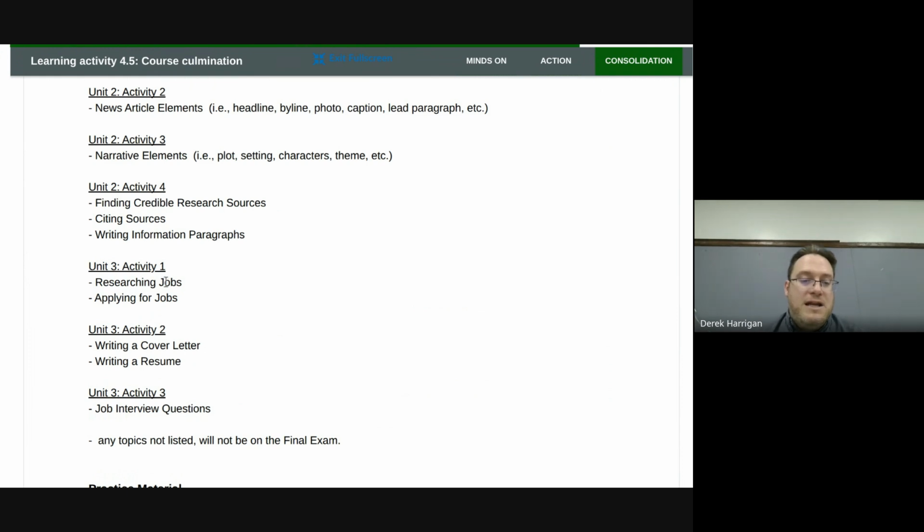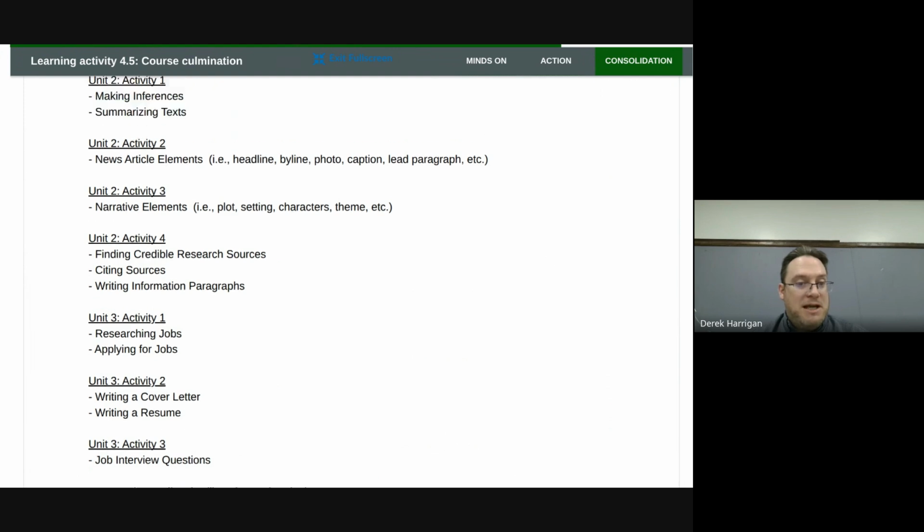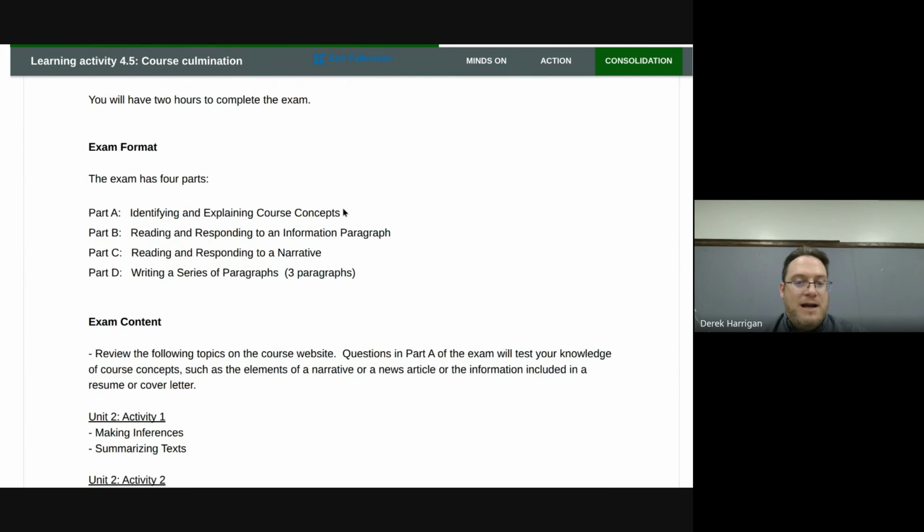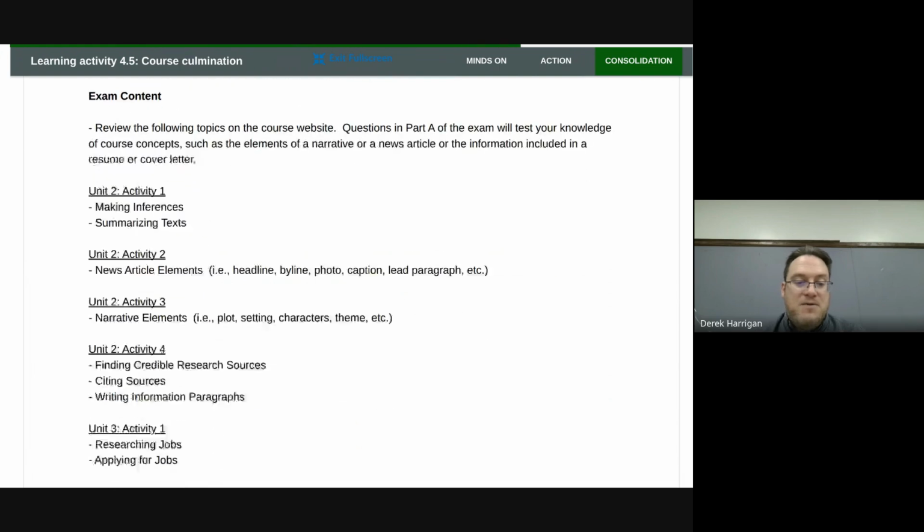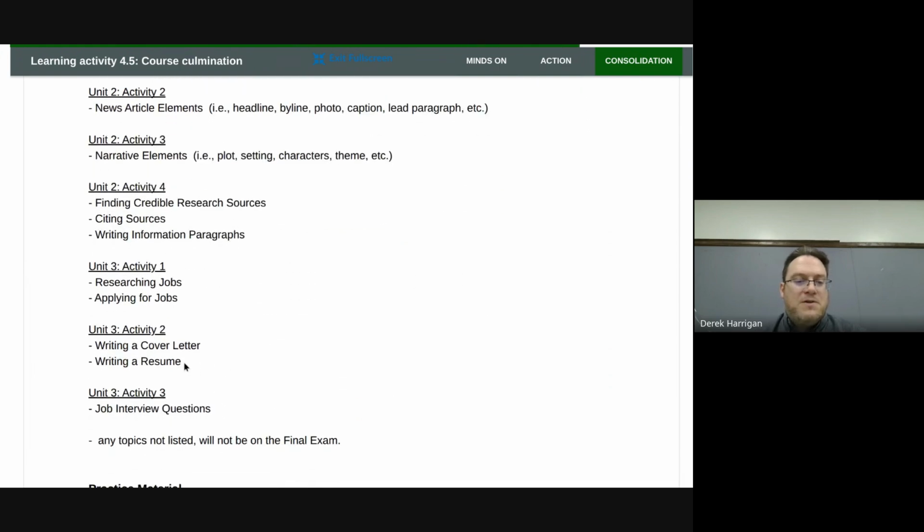In Unit 3, we looked at researching jobs and applying for jobs. We also looked at how to write a cover letter, how to write a resume, and how to answer job interview questions. I could ask questions related to Unit 3 and workplace communication when I ask you about course concepts in Part A. So maybe I ask you about the parts that go into a resume, or the types of questions that you would be asked at a job interview.